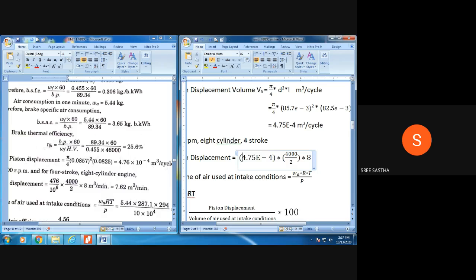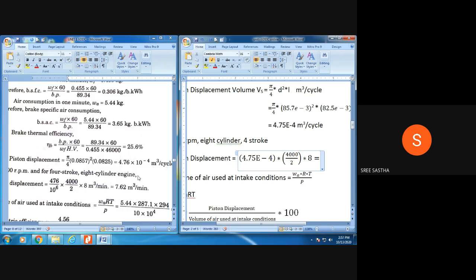So my N will be 4000 by 2. See, what is the meaning of this? For 4 stroke, we are finding for a cycle, and since it is a 4 stroke, we have to divide the speed by 2. For 4 stroke, for the number of power strokes, you have to find N by 2. Okay. So 4.75 e power minus 4 into 4000 by 2 into 8. You find out this answer. This is piston displacement.